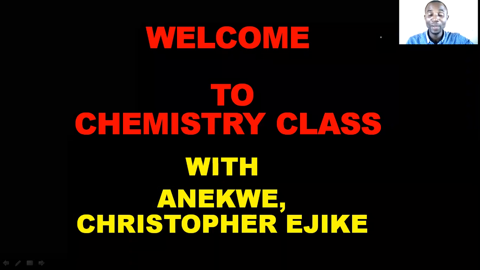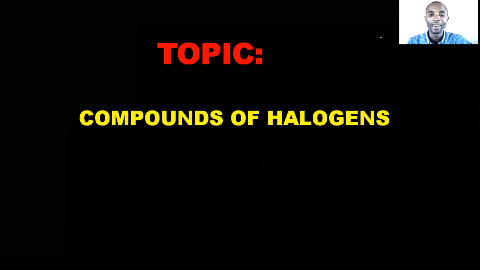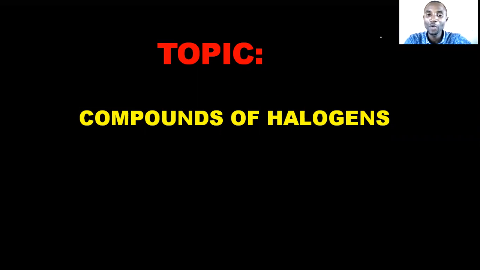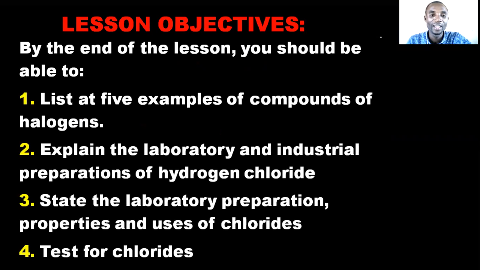All right, this particular video will be looking at a very important topic. The topic is compounds of halogens. In the last video, we treated chlorine and other halogens, but here we are going to look at some compounds of halogens. By the end of this video, you should be able to list at least 5 examples of compounds of a halogen.